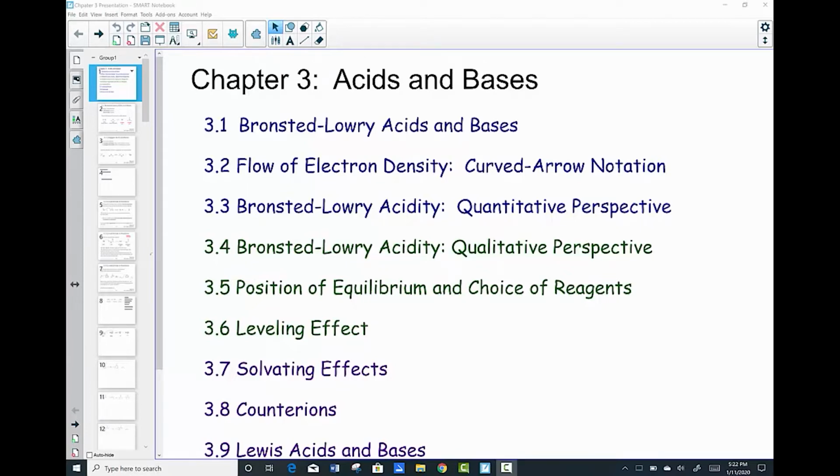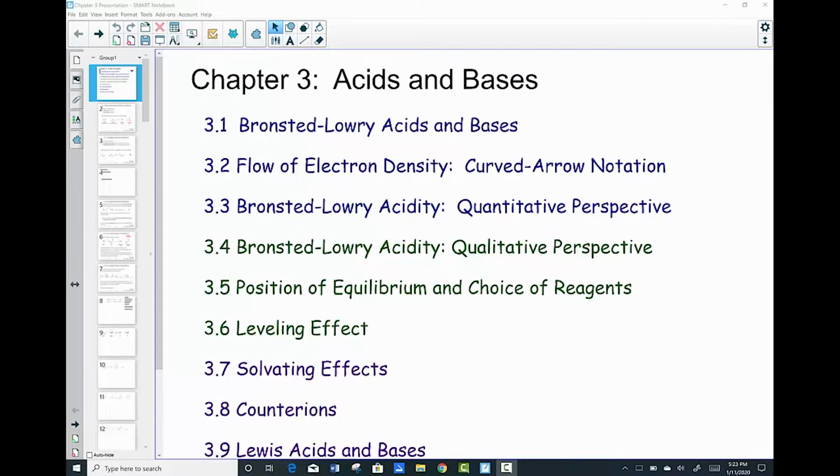Hey, look, we're on chapter 3 already, moving through our organic chemistry lessons. The focus of this chapter is on acids and bases, and a lot of this, certainly the beginning part, is maybe hopefully a little bit of a review from your Gen Chem 2 days talking about acid-base theories.